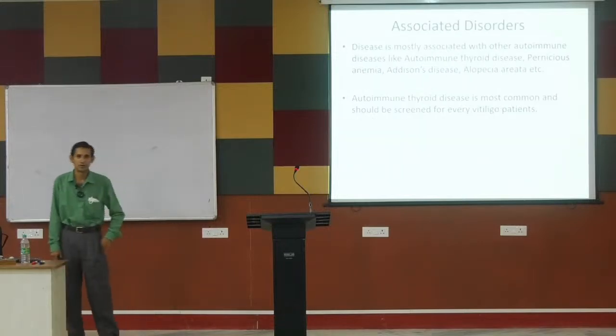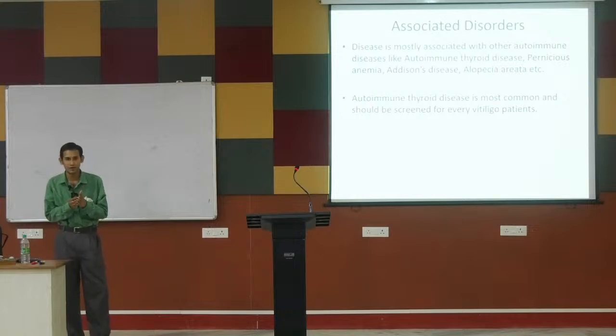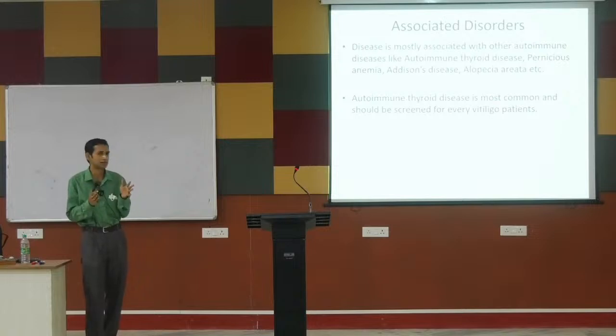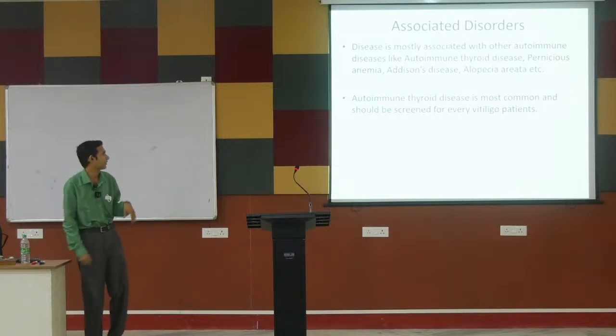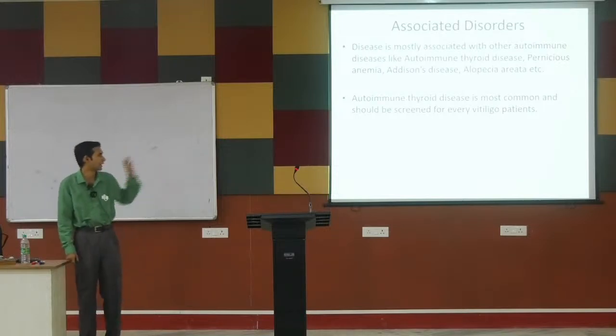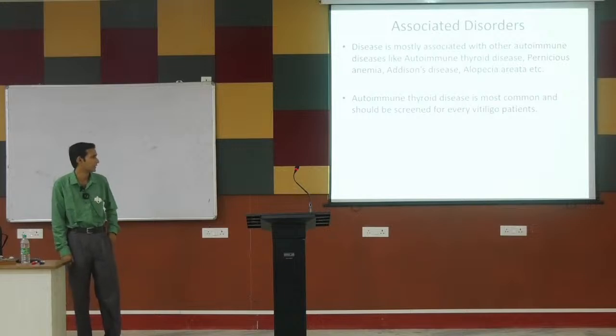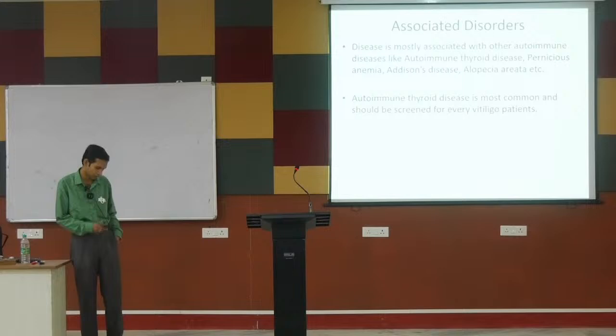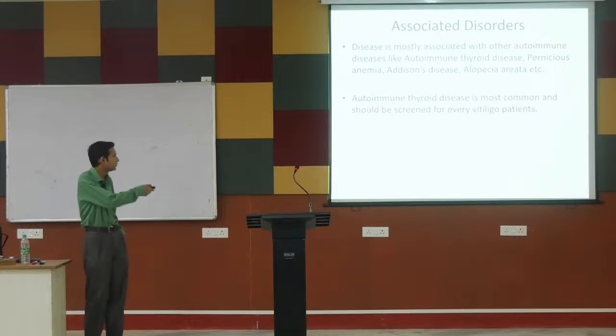Now the associated disorders. What are the associated disorders related to vitiligo? As I have already told, vitiligo is an autoimmune disease, so most of the autoimmune diseases are associated with vitiligo. What are they? Like autoimmune thyroid disease, mostly hypothyroidism, pernicious anemia, Addison's disease, alopecia areata, and also autoimmune diabetes mellitus, which are associated with vitiligo.